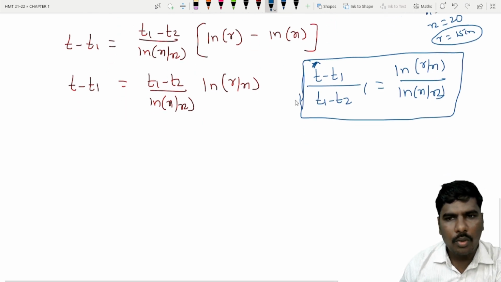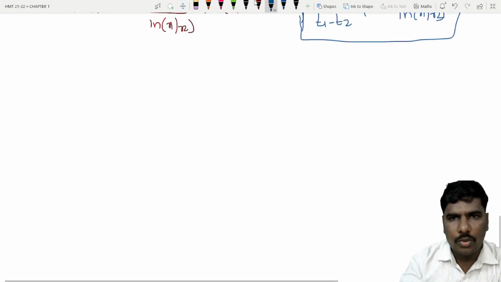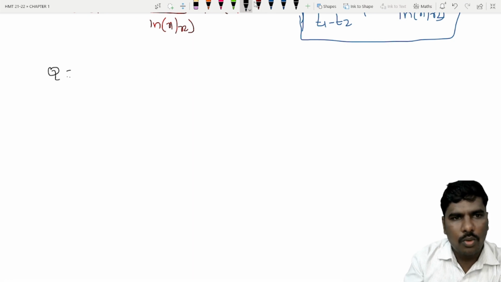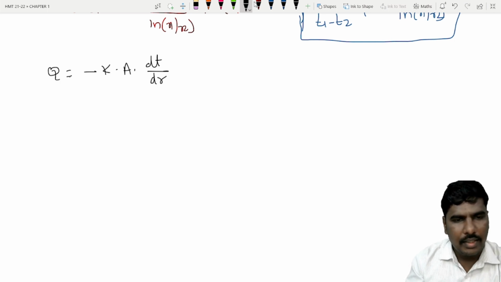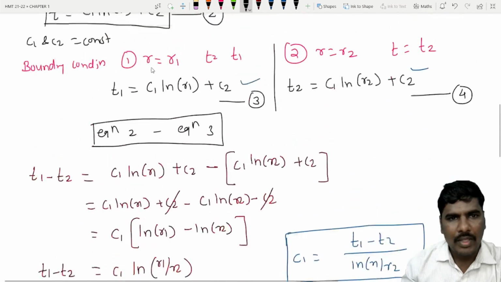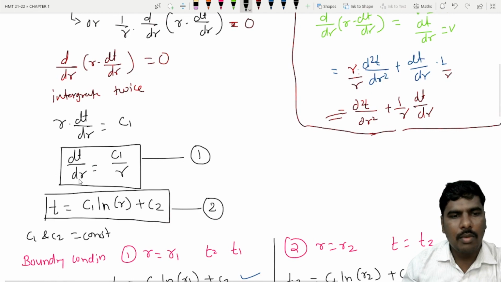Now, we will find the heat flow rate. The heat flow rate comes from Fourier's law. Fourier's law is Q is equal to minus k A dT by dx, that is for a wall, but here it is dT by dr. So here the equation is Q is equal to minus k A dT by dr. Now from equation number 1, we know dT by dr is equal to C1 upon r.